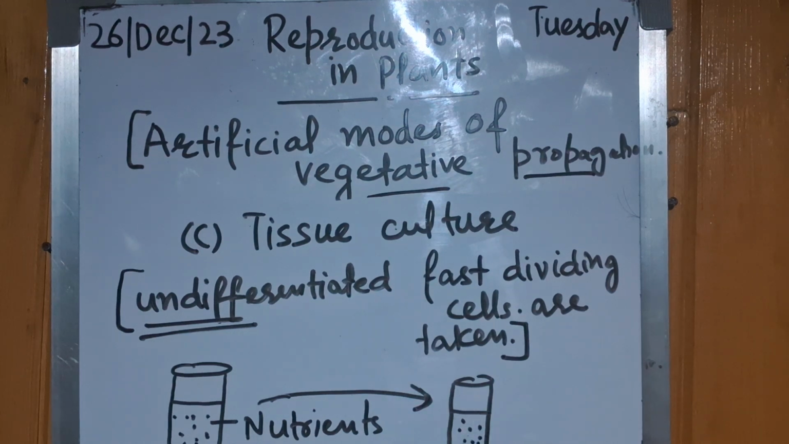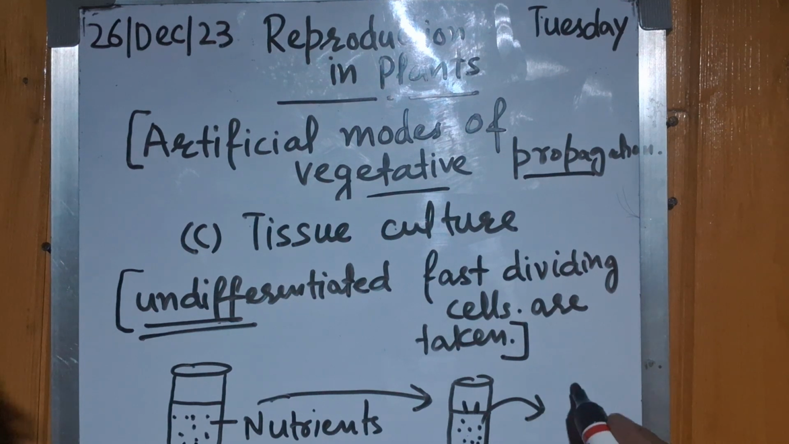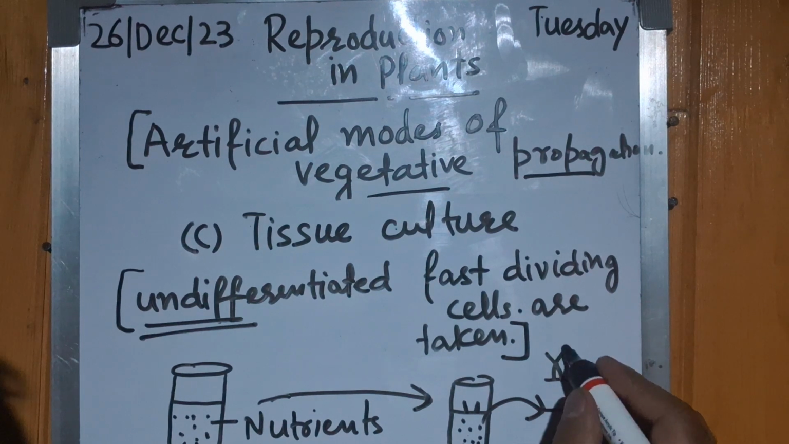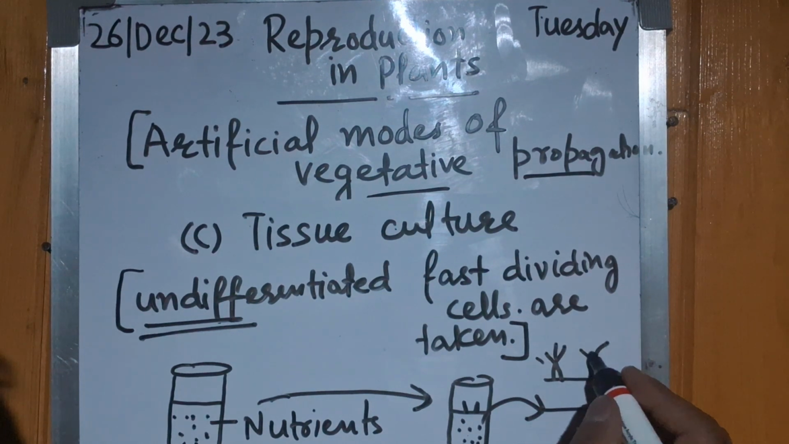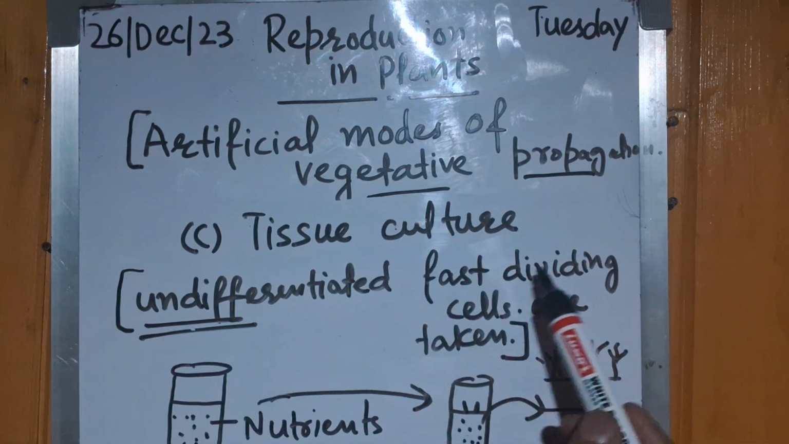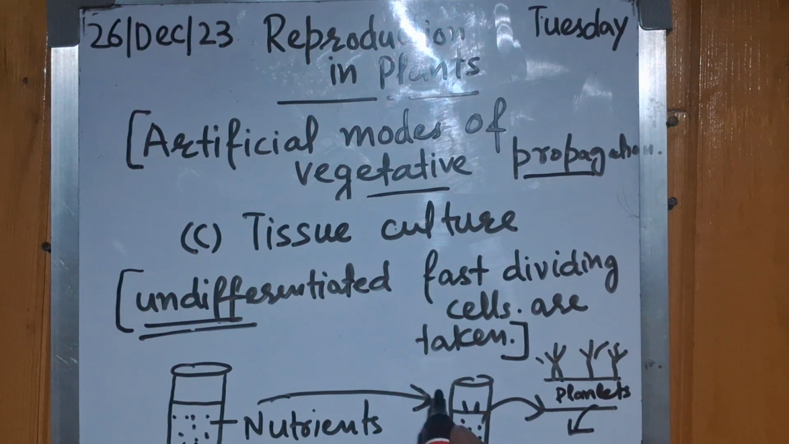These undifferentiated fast dividing cells grow into small plantlets. These plantlets are taken out from the test tubes and planted in soil. This technique of growing the undifferentiated fast dividing cells in the nutrient medium and taking these small plantlets from the test tubes and planting them in the soil is known as micropropagation.